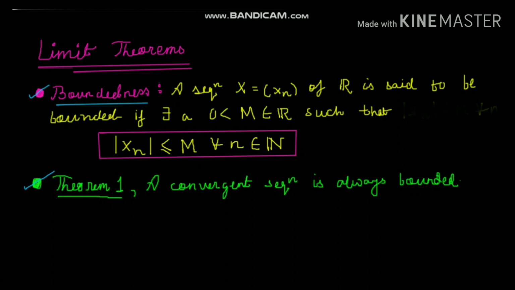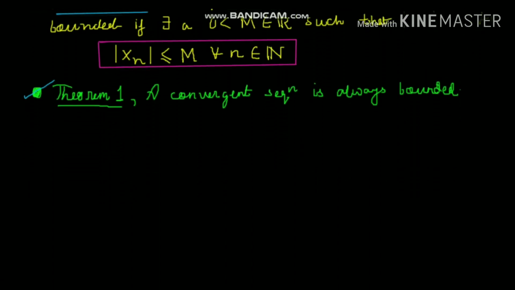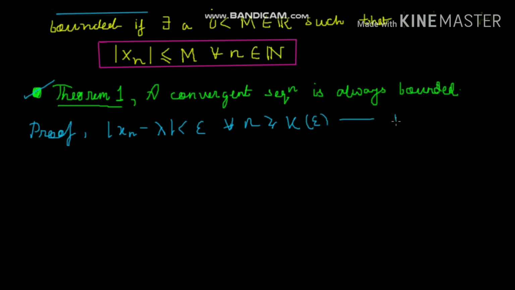Now we have got a theorem on it. So theorem 1, it states that a convergent sequence is always bounded. And how will you prove it? For the proof, we are only going to use the idea of limit of a sequence. Since we know that the sequence converges, we can write that mod of xn minus lambda is less than epsilon for all n greater than equals to some k of epsilon. Over here the lambda is our convergence point. So we let this thing as our first equation.